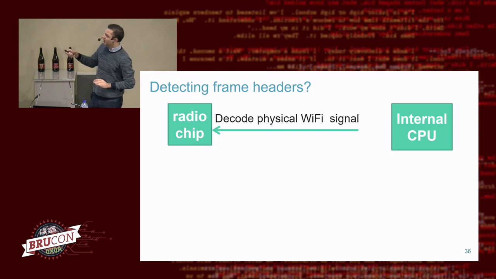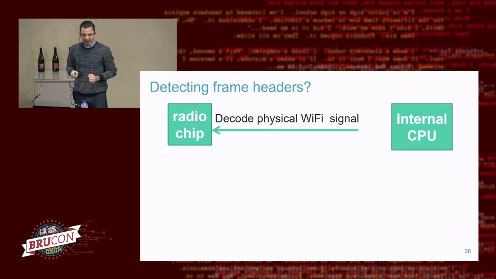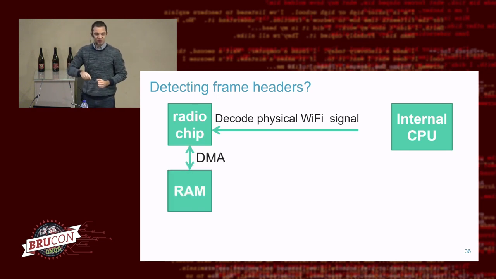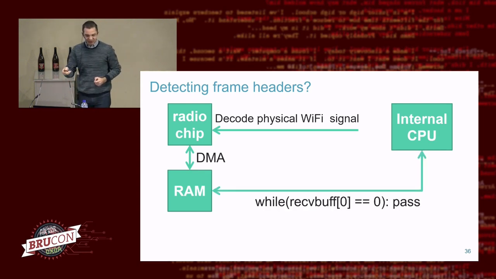Now, interestingly, when the radio chip is receiving a frame, it will use direct memory access to write it to memory. Meaning, while the radio chip is transmitting, we can run any code on the CPU that we want. And in particular, we can just monitor this memory using the internal CPU and see whenever the radio chip is writing decoded bytes to the memory. So the idea here is that we first write some initialization values to this memory, and once we notice that this memory is being changed, we know that the radio chip is in the process of receiving a frame.